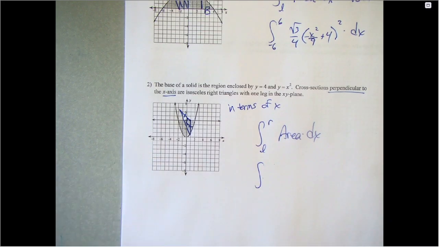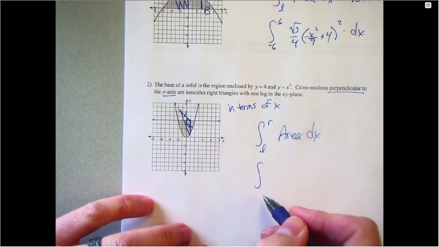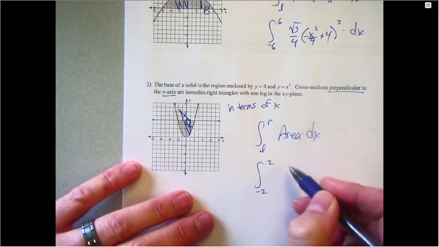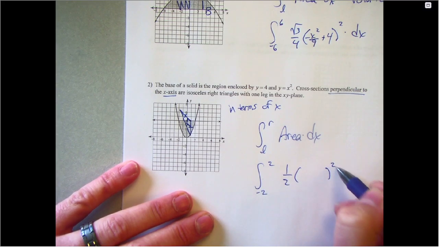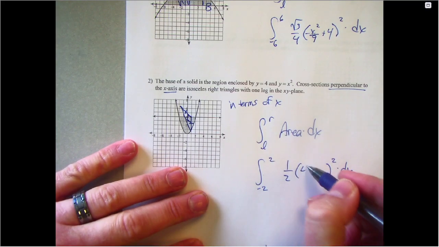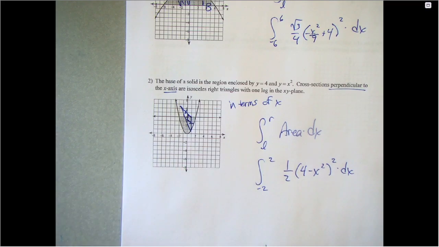And then what are our left and right bounds? -2 and 2. The area of an isosceles right triangle is 1/2 base squared. And how big is the base? So that's top minus bottom, which is 4 minus x squared. Does that make sense what I'm showing you? Picking up what I'm putting down? Smell what I'm cooking?